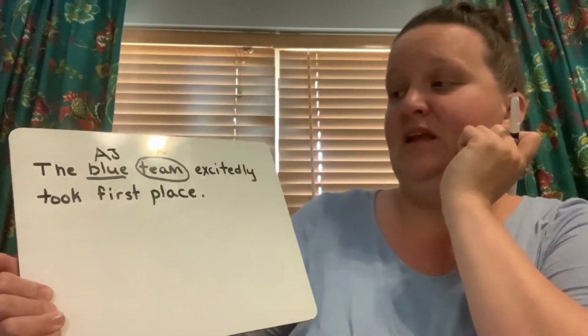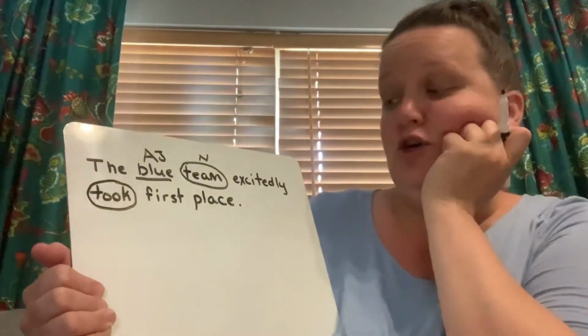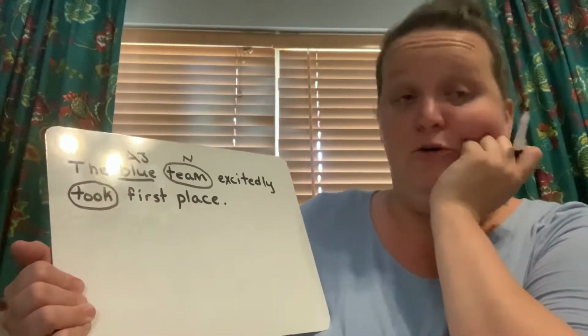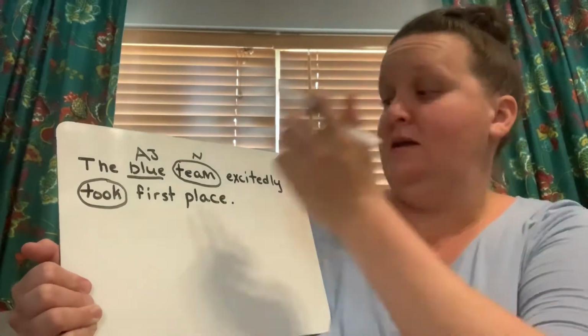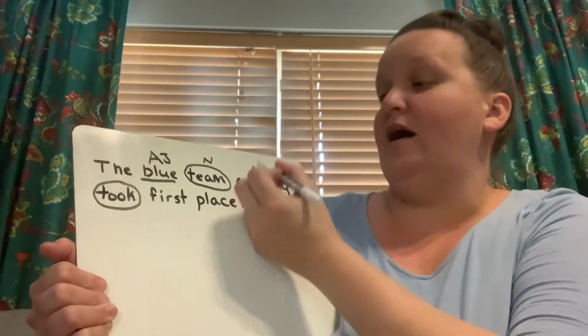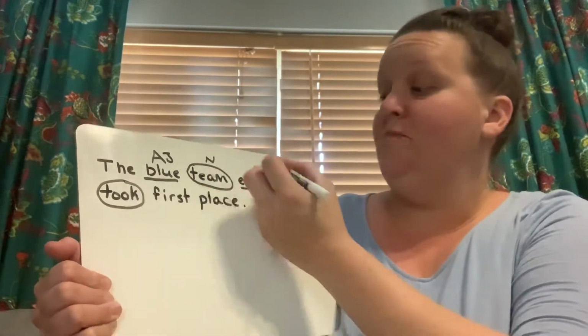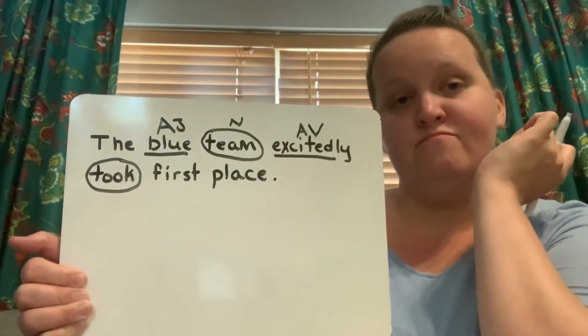Okay? And then took is our action verb, right? Took, they took first place. How did they take first place? How is an adverb question. How? Excitedly. And so because it's describing this action verb, it makes this an adverb. Okay? Just wanted to do a few of those to kind of get them really good there in your brain.